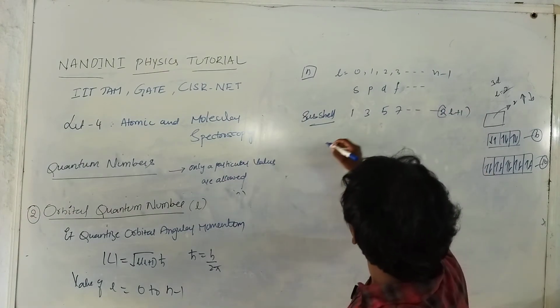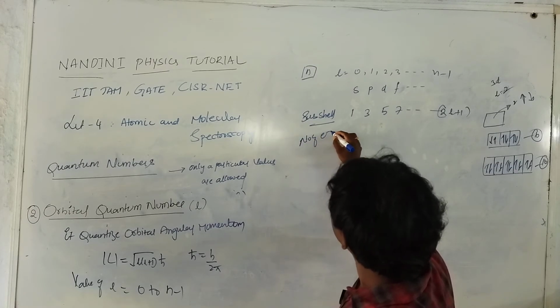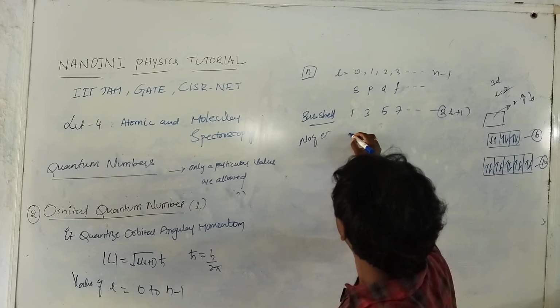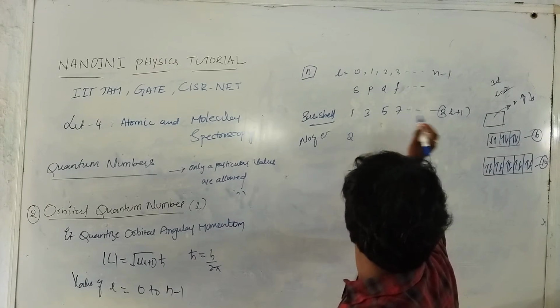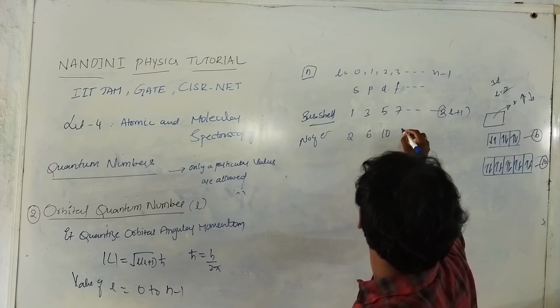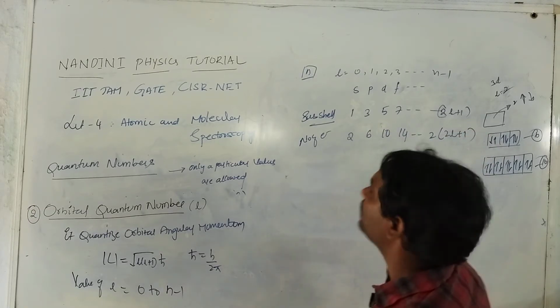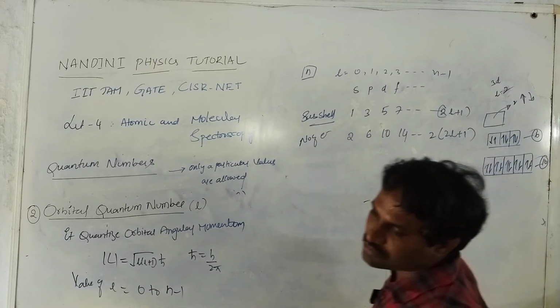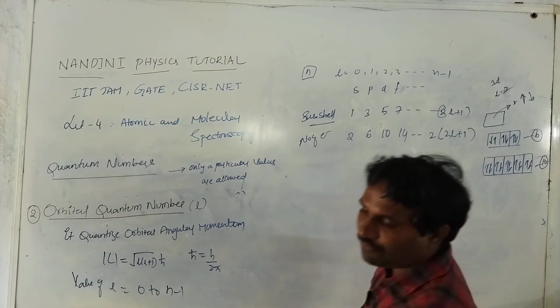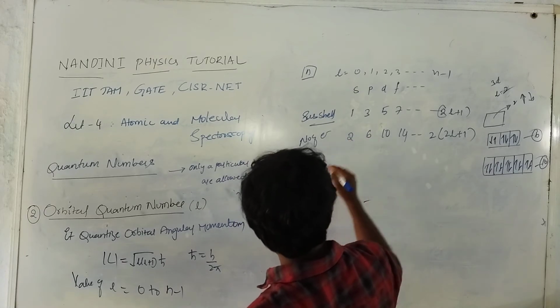And what are the subshells and the number of electrons occupied? So that is nothing but 2. If you have 3 blocks it means 6 electrons, 5 blocks means 10, and 7 blocks means 14 electrons. That is 2 times 2l plus 1. So that is the number of electrons in a subshell.